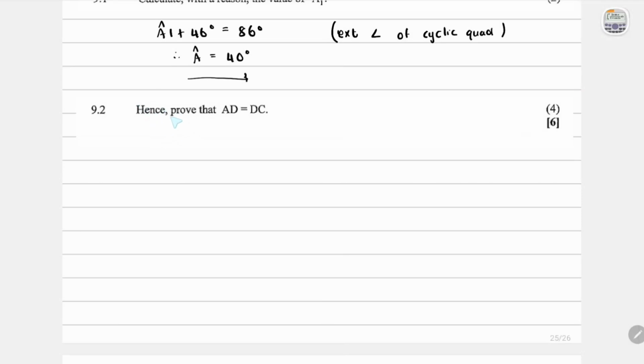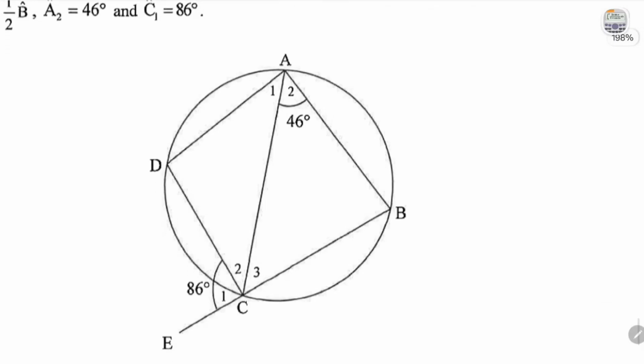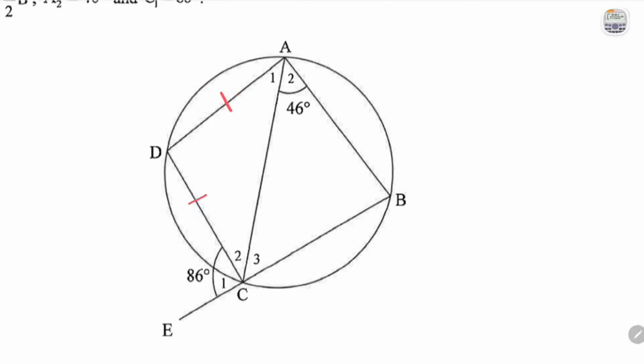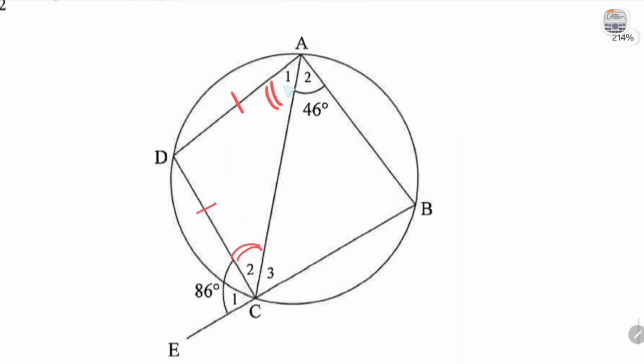Question 9.2 says, hence, prove that AD is equal to DC. So we have to prove that two lines are equal. So we need to prove this is equal to this. Okay, so that would mean that this should be an isosceles triangle. And something else we know about isosceles triangles, apart from two sides being equal, is that two angles will be equal, specifically the angles opposite these equal sides. So this should be equal to this angle. Okay, I'm not saying they're equal yet. We just need to show them that those two angles are equal. And if we can show them that, then it automatically means that these two sides are equal.